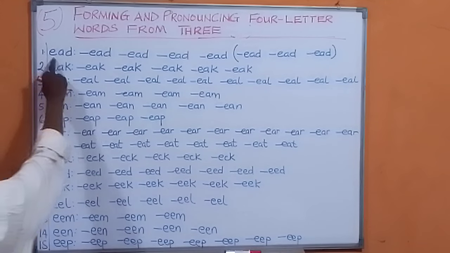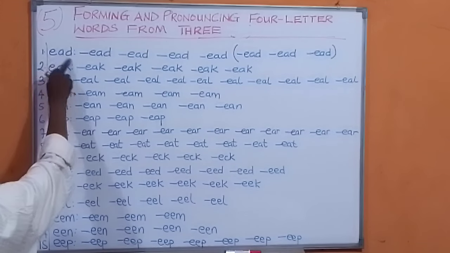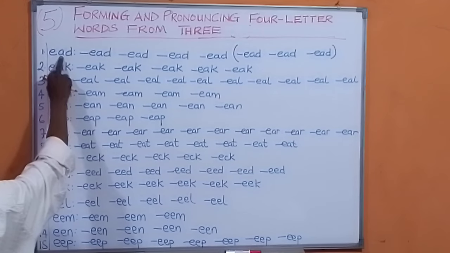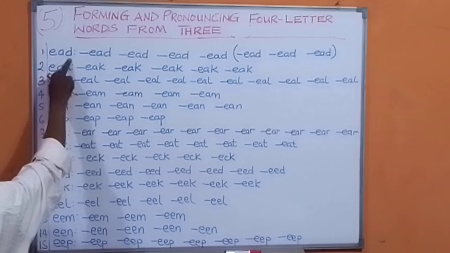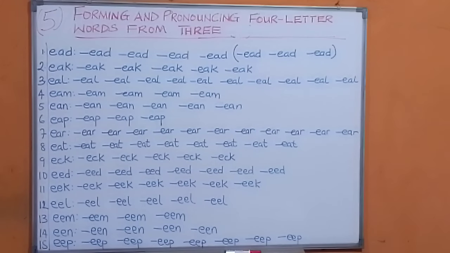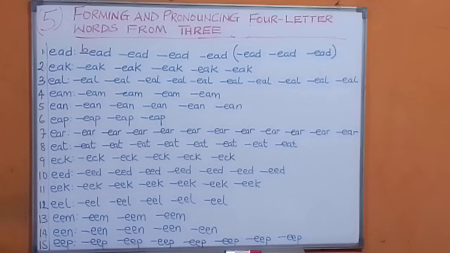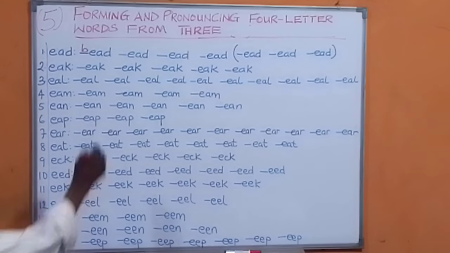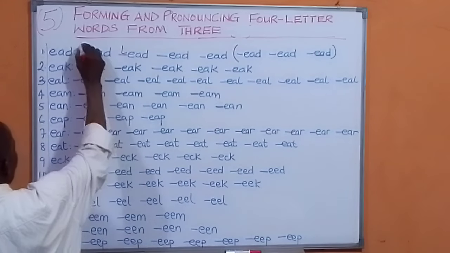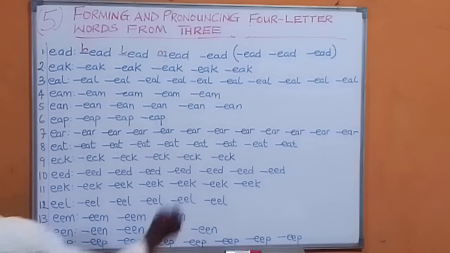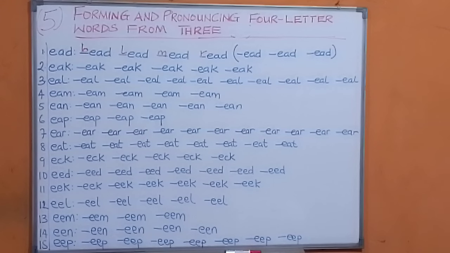Now the first one we see there is "ead". Remember, when you see two vowels, you pronounce the first one and leave the second one. So here you have "ead". Let's put B here, we have bead. Let's put L, we have lead. Let's put M there, we have meat. Let's put R there, we are going to have read.